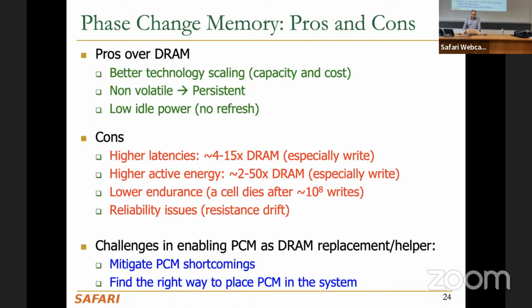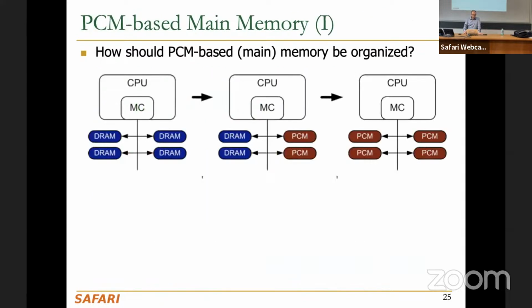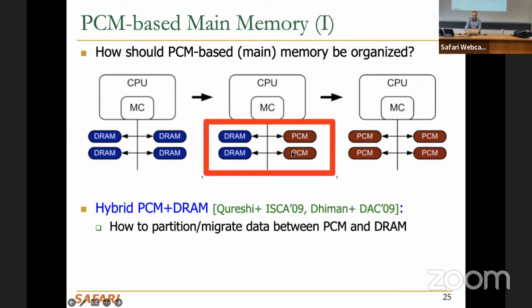So there are challenges in enabling PCM as a DRAM replacement. We need to mitigate PCM shortcomings and find the right way to place PCM in the system. Here are different examples: this system can be completely DRAM. This one is most likely the way that we're going to have PCM in the future, if we have it. It's going to be a hybrid where you have both DRAM and PCM. And also a more aggressive solution where you completely replace DRAM with PCM.